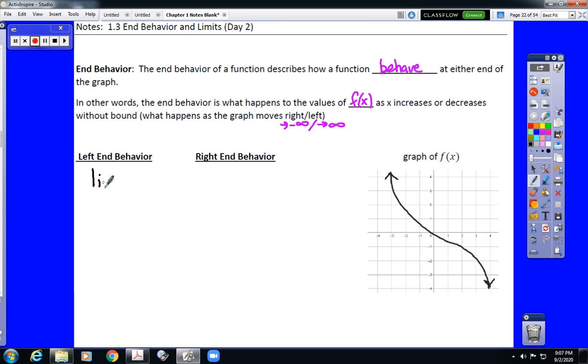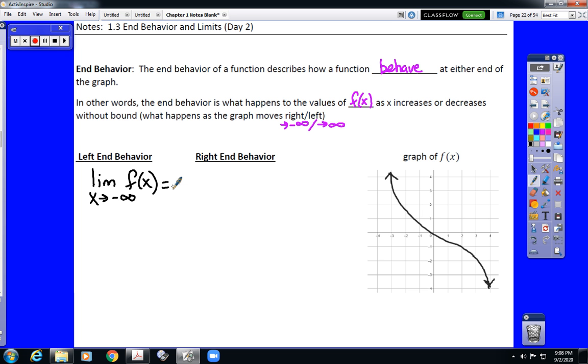So every single time that you do one of these problems, the left end behavior is going to be the limit of f of x as x approaches negative infinity. In other words, as we move our x value to the left towards negative infinity, what is the function doing? That notation is always exactly the same.